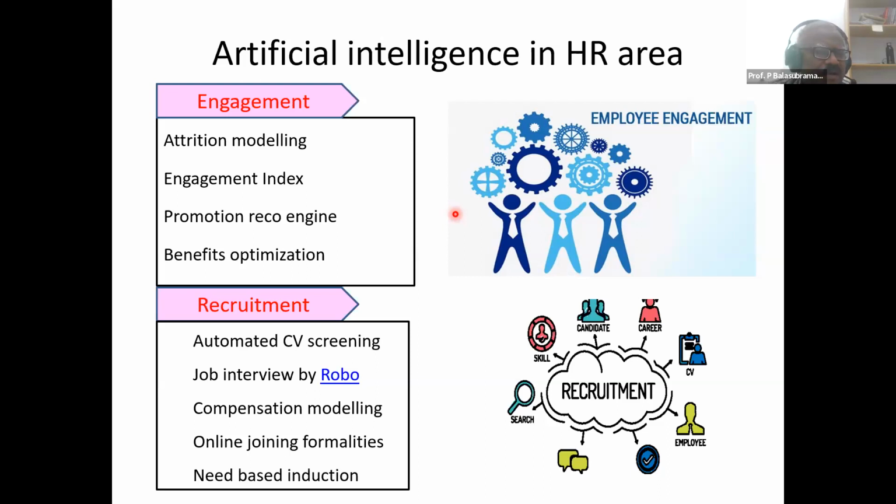And then even in recruitment, for example, thousands of CVs will come. How to do the CV screening, how to select the best candidates from the CVs? That can be done automatically by using machine learning models. Here the NLP techniques will come, where it will automatically screen the CVs and select. And interviews also. The first round of interview can be done by a robot.